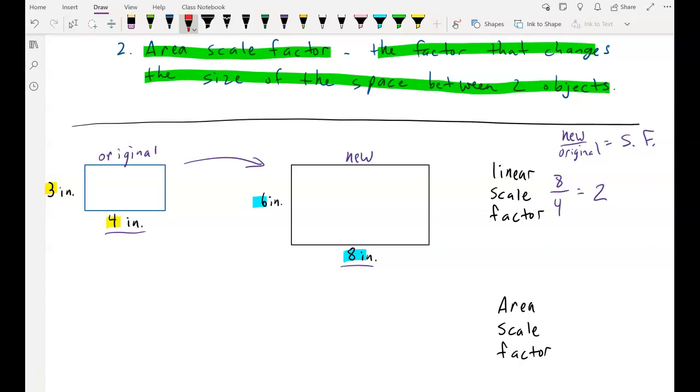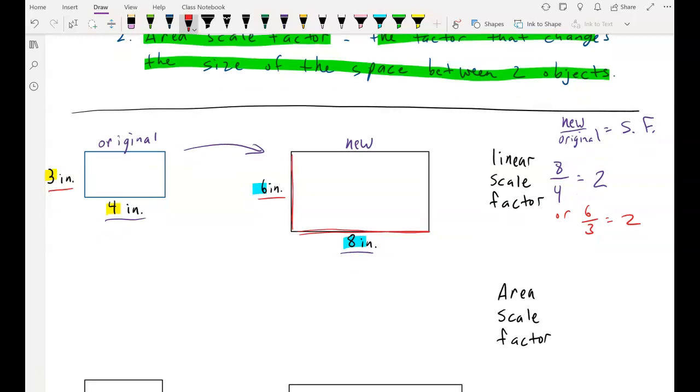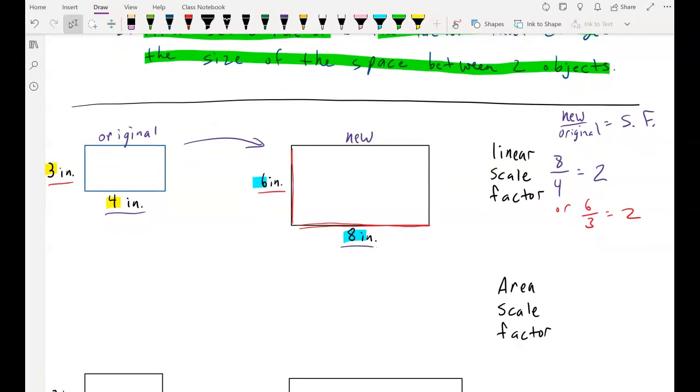Now, of course, we could have divided the 6 by the 3. 6 divided by 3, I'm still going to get 2 for my linear scale factor. And that means that the new rectangle is 2 times higher and 2 times wider than the original rectangle. All right, but how does that compare to the area scale factor?